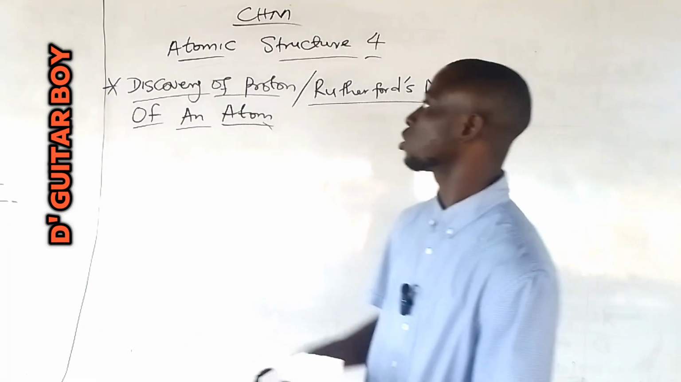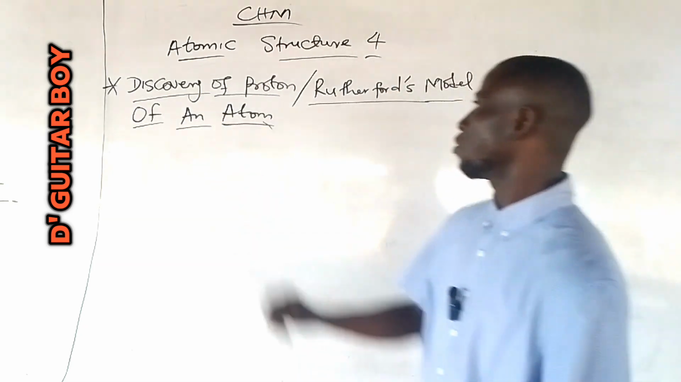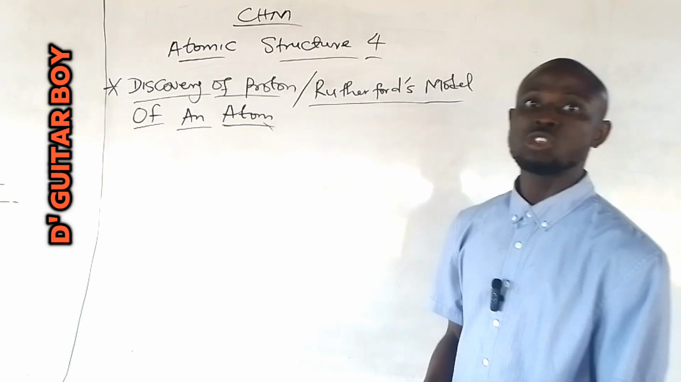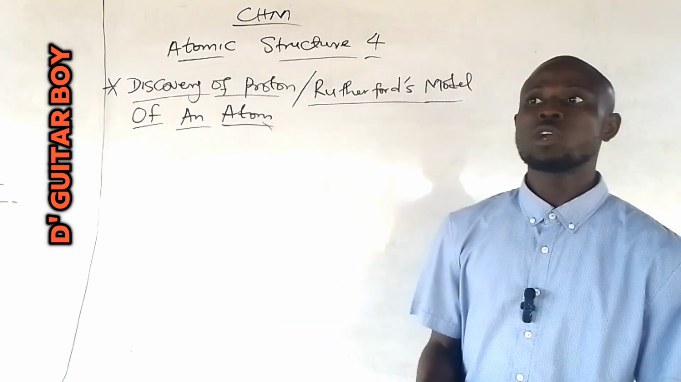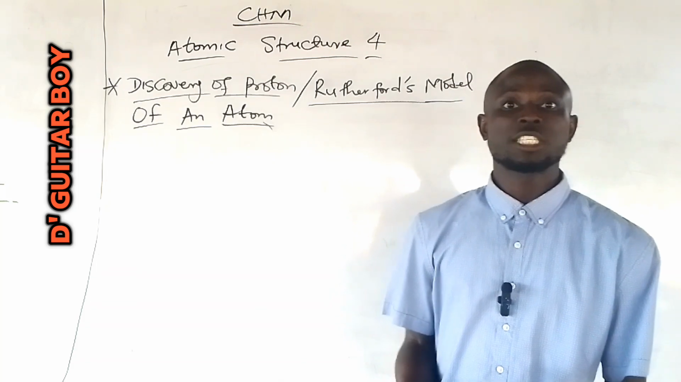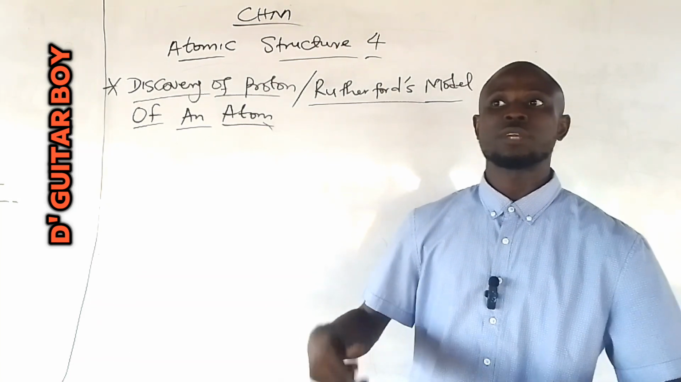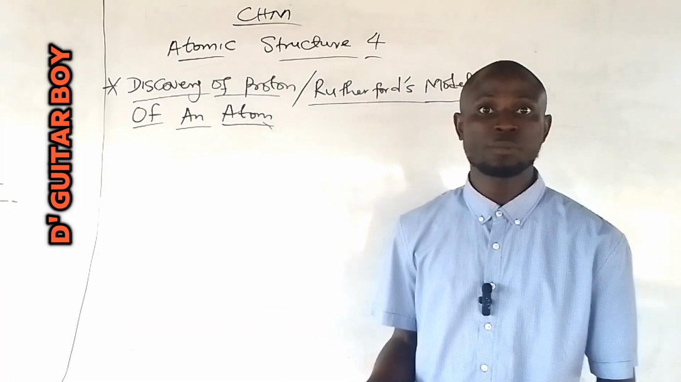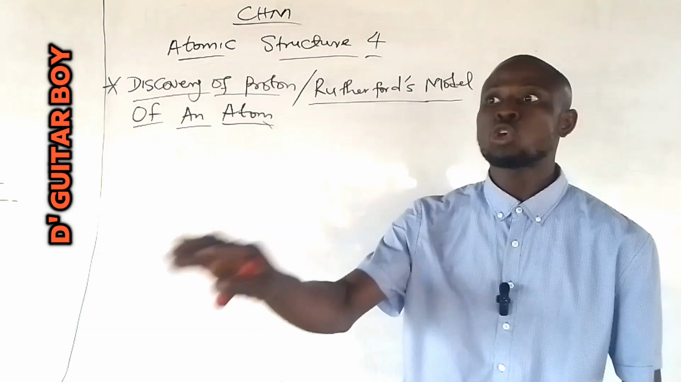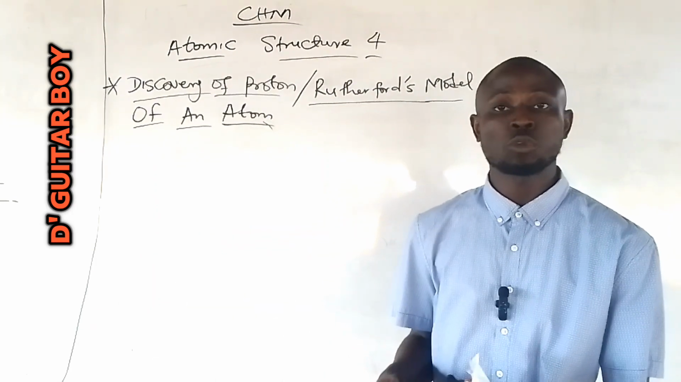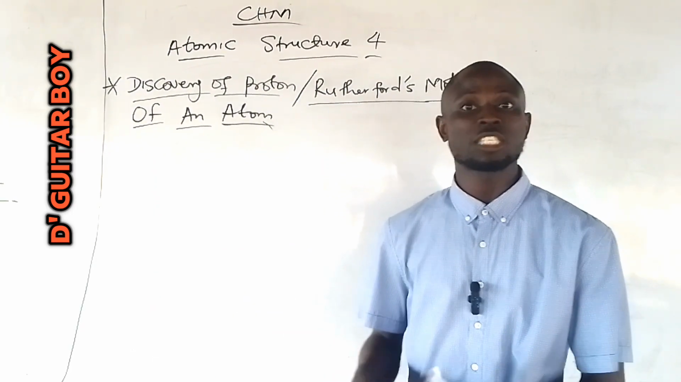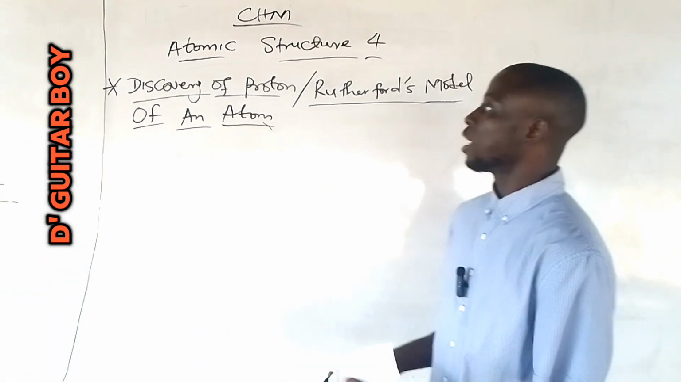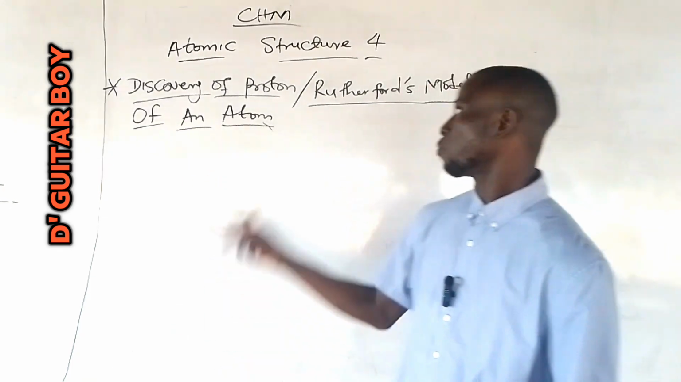Today we are going to be talking, under atomic structure, about the discovery of proton, and also about Rutherford's model of an atom. When you hear model here, it means, after Rutherford has carried out his experiment about an atom, what does Rutherford now tell us that an atom is? You have carried out your experiment. Tell us what an atom is now. So tell us your model of an atom. What Rutherford would now eventually tell us that an atom is, is Rutherford's model of an atom. So we are going to talk about the discovery first before we talk about its model of an atom.